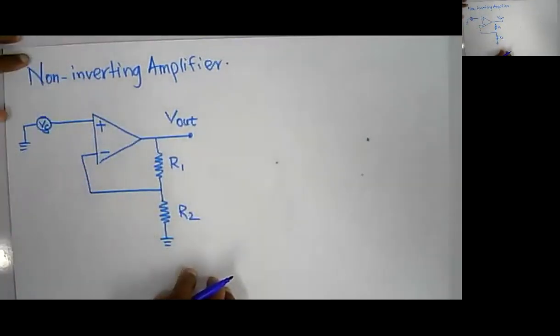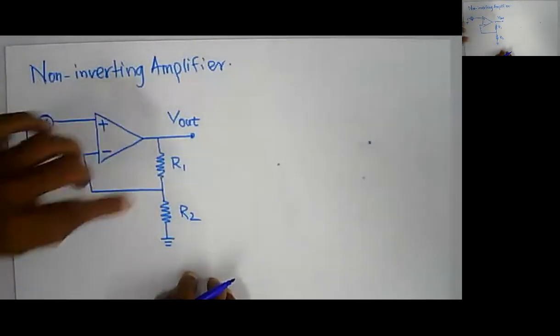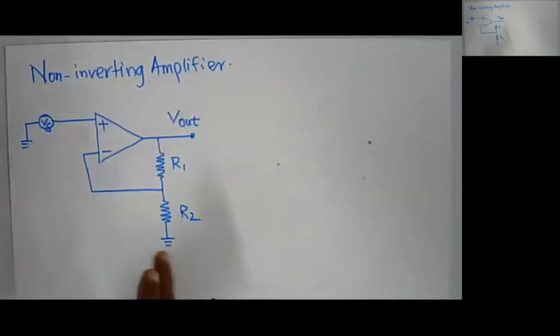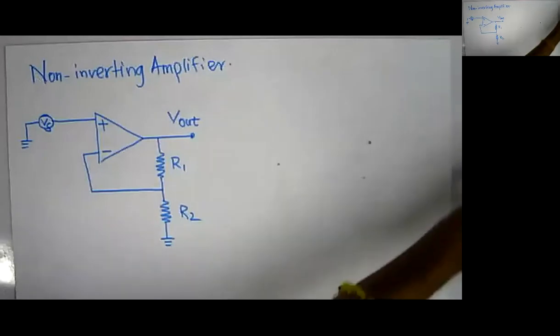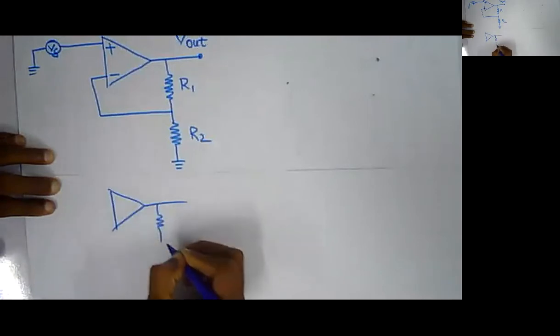Look at this one. This is just a potential divider. Am I right? This is just a potential divider. Again, this is the circuit, right? You can redraw the circuit in some other ways as well, right? So the same circuit can be drawn in different ways, right? Look at this one. This is the circuit. I can draw this one something like this as well.